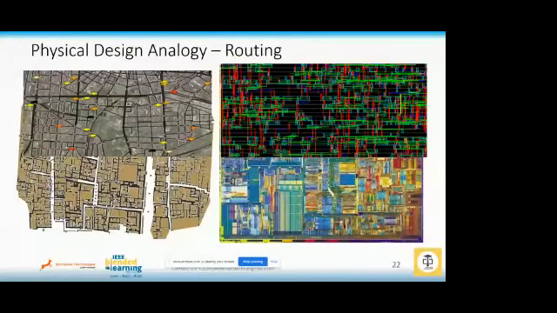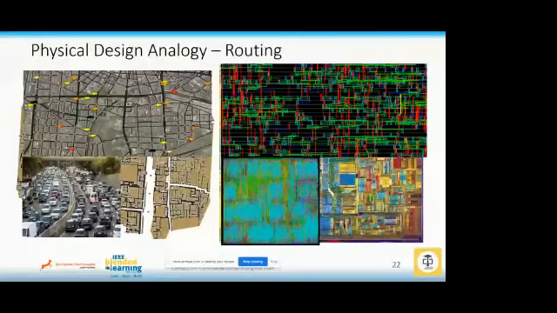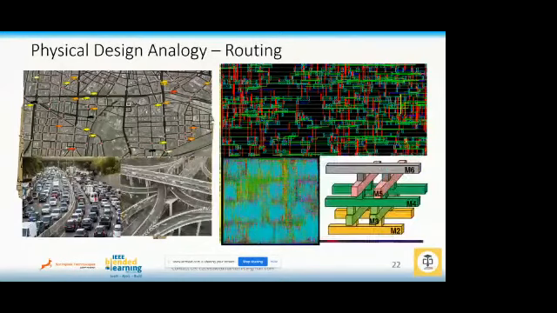So the biggest problem that you see in routing is similar to what you have in city road conditions, which is the congestion of traffic. You will have congestion of routability in the design. That will be the key challenge that you have to address. Normally when we have a lot of city traffic congestion, we use flyovers. Similar to that, we have multiple metal layers that we use for routing the signals.